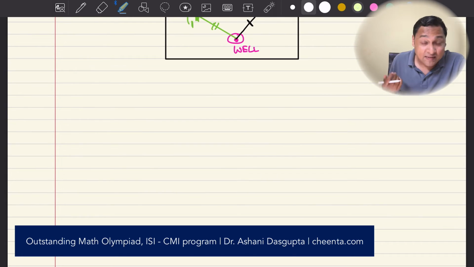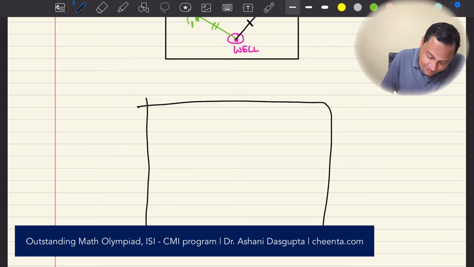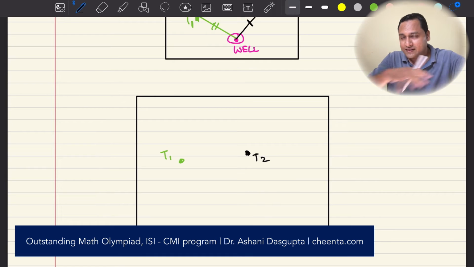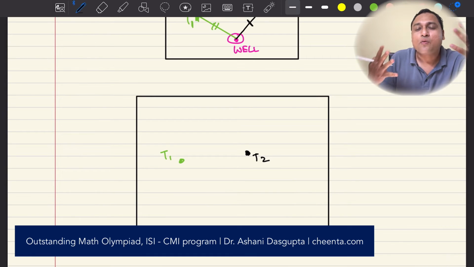Well, the solution is kind of like this. Let's go ahead and draw the picture a little bit more clearly. So of course the tree 1 is here. Let's mark it as a point, tree 1, and the tree 2 is here. Let's mark that as a point as well. There are 2 trees in the island. It's a completely barren island. Only 2 trees are there, but there is no well.